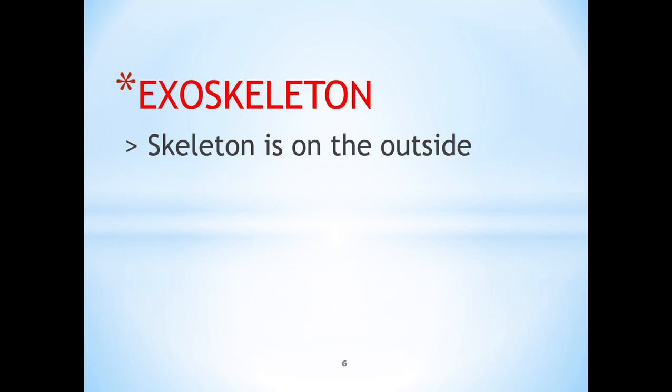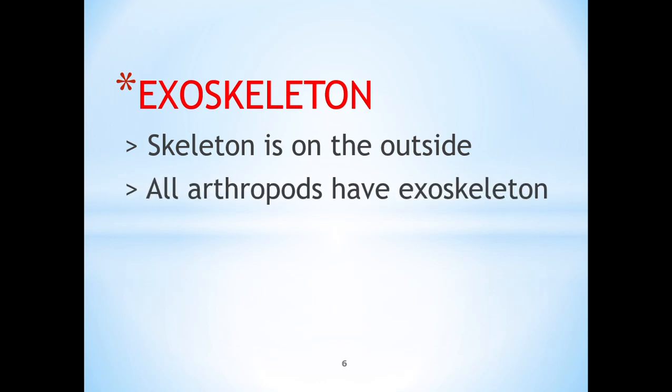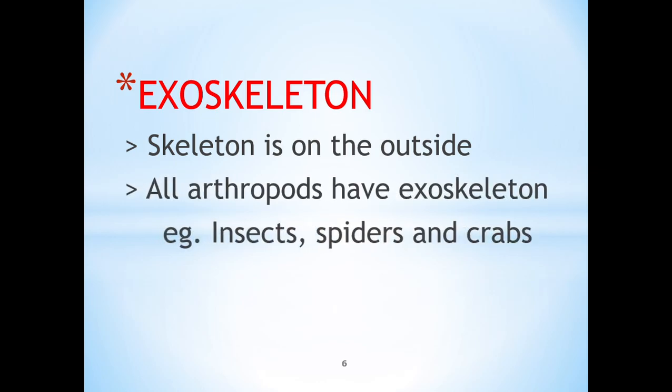Another type of skeleton is the exoskeleton, where the skeleton is located outside their body. All arthropods have an exoskeleton, for example insects, spiders, and crabs. But what makes their covering very hard? These coverings are made up of chitin. This is a form of polysaccharide, actually a complex carbohydrate. They protect the soft parts inside the skeleton.